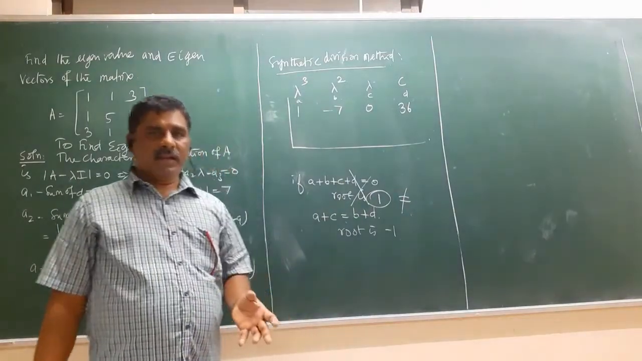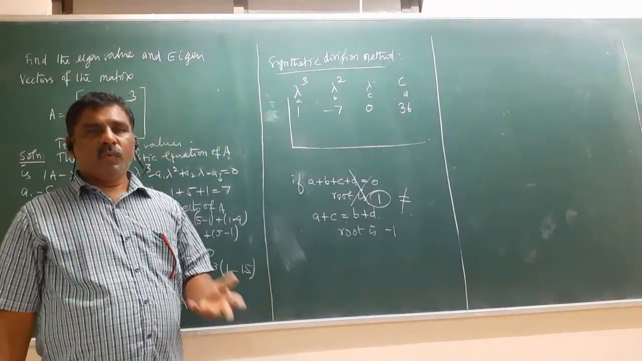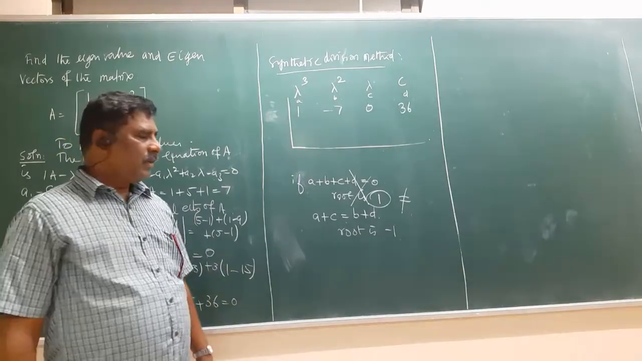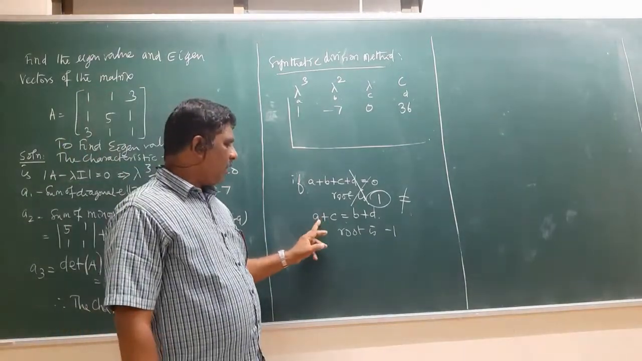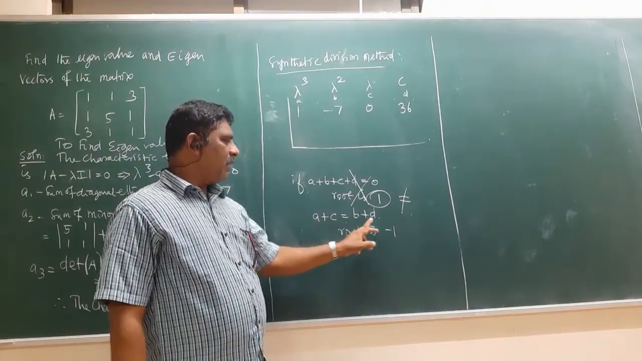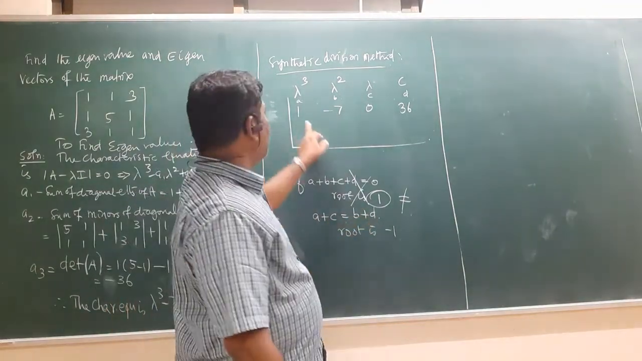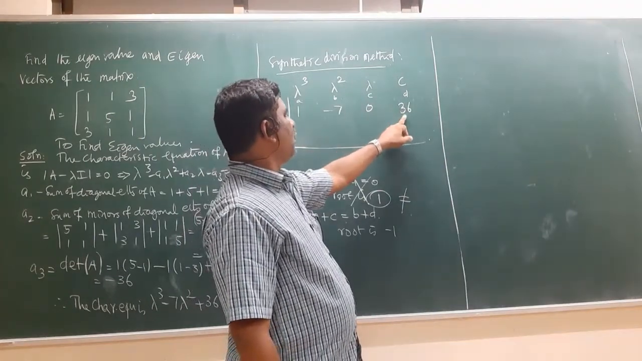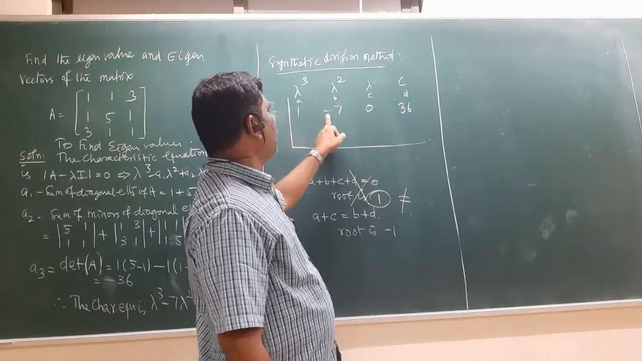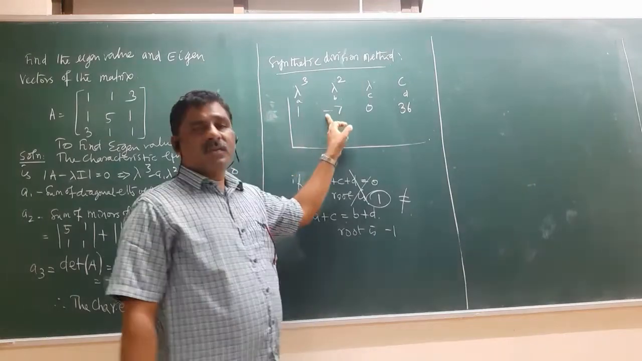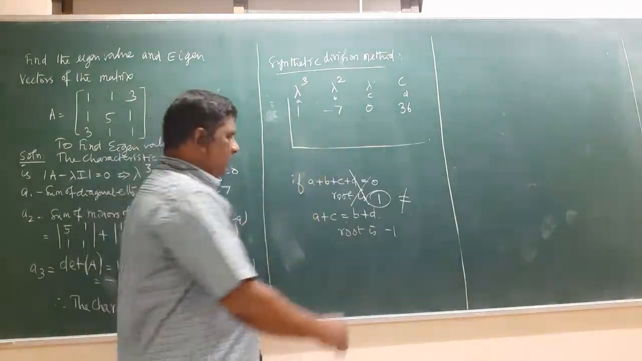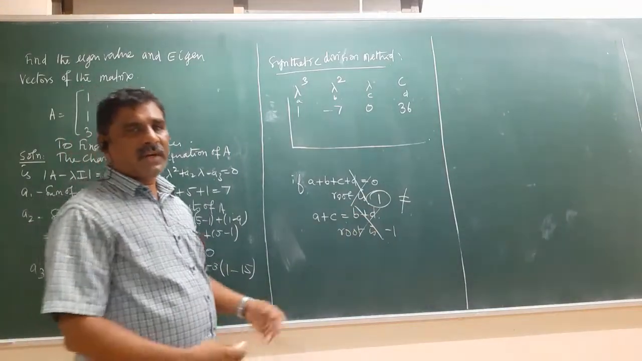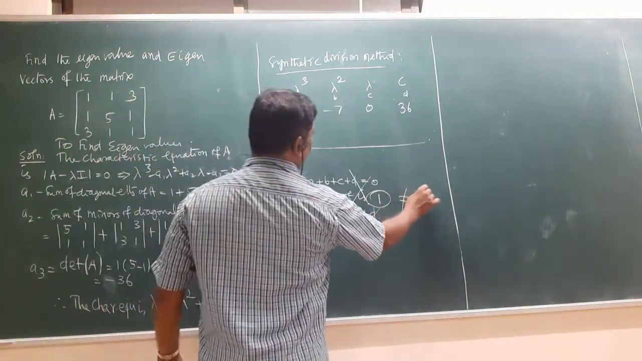Actually, it is a trial and error method. So we have to try 1, minus 1, 2, minus 2, 3, minus 3 like that. Now the second one, a plus c equal to b plus d? a plus c is 1, b plus d is 36 minus 7, that is 29. So both are not equal. Therefore, this is also not a root. Next, we try for 2.